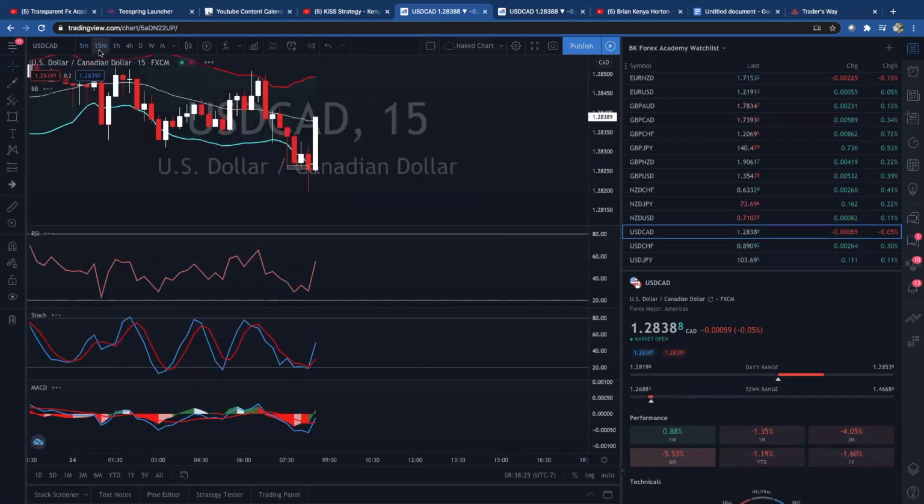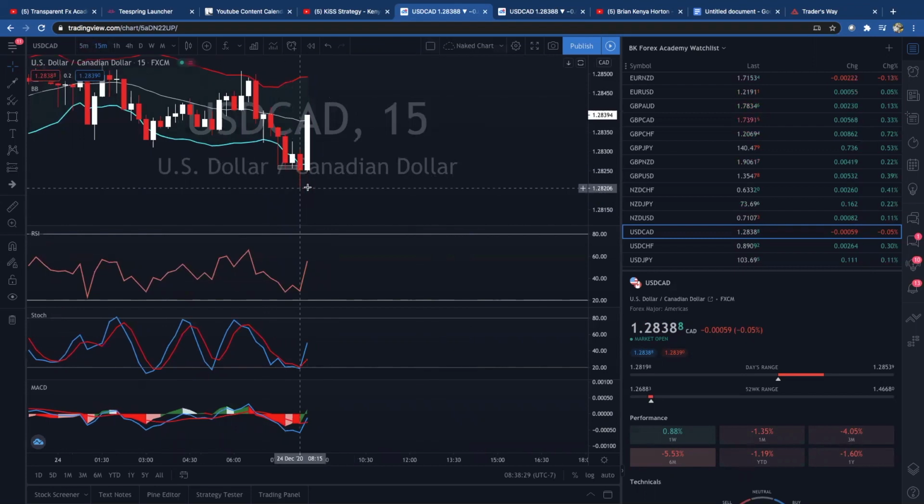Beautiful, right? So that's your 5 minute, and look at that beautiful 15 minute confirmation. You have a rejection right here on the 15 minute, and now you have your RSI, which is right at 28. I like it to be below 30, preferably below 20, but everything is shooting up and beautiful. We're in profit.